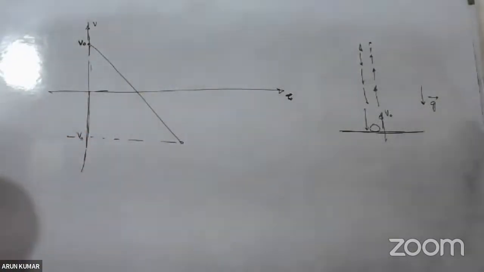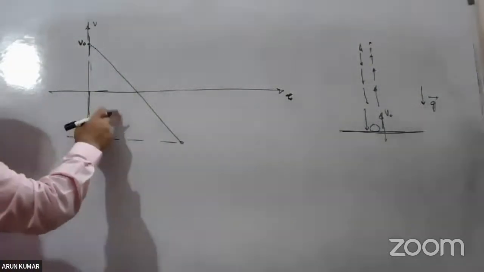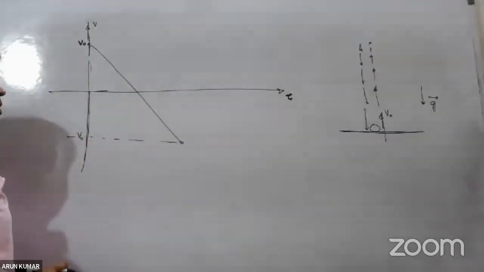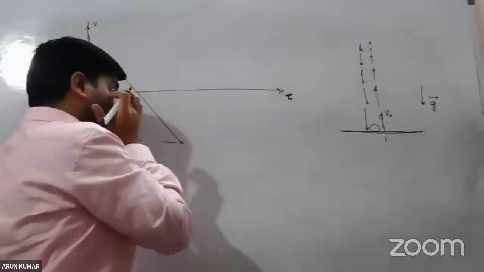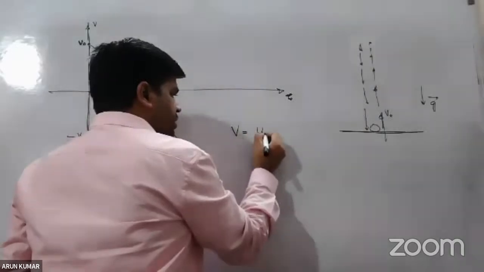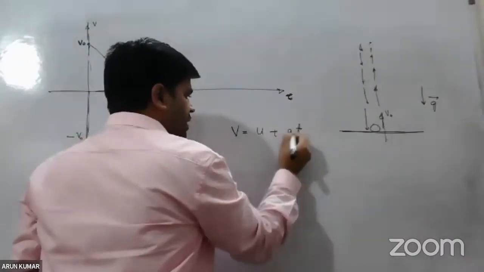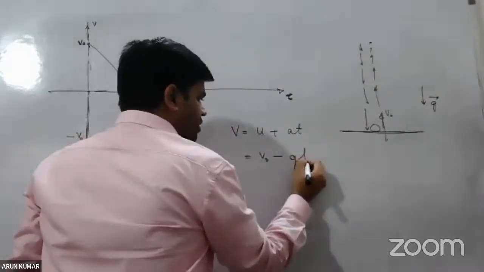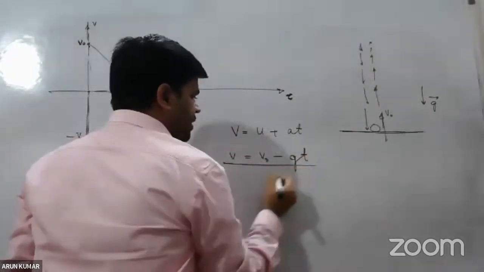It is correct because the particle is taking a turn. The v-t graph is linear because the acceleration is constant. But I told you we should plot a graph only after I have an equation. What is the equation I've got? v is equal to u plus at. What is u? v naught. What is a? Minus g. v is equal to v naught minus gt is my equation.